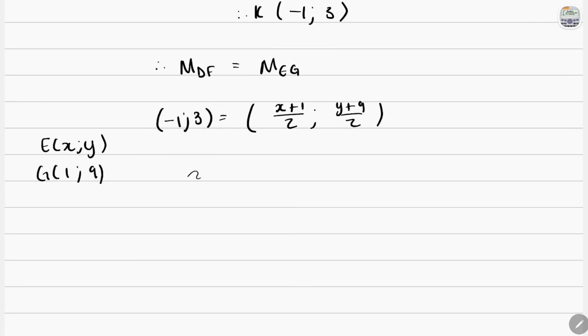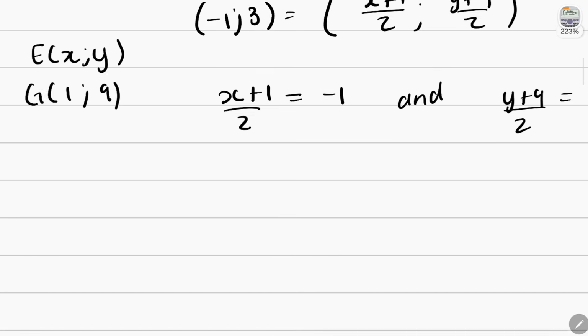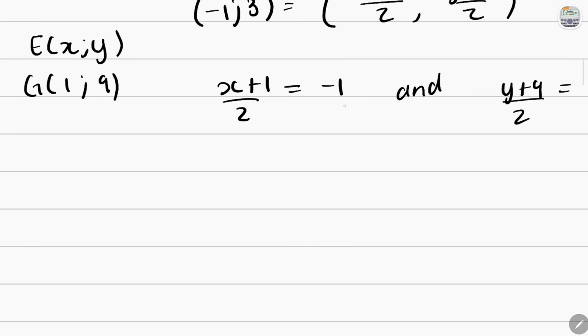So this means that this x value of (x plus 1) over 2 is actually equal to this x value of negative 1. And this y value of (y plus 9) over 2 is actually equal to the y value of 3. And so now we can solve. You can't put this over 1 to create a fraction and then cross multiply. Or you could just see that 2 is in the denominator here, and we can multiply both hand sides by 2 to get it out of there.